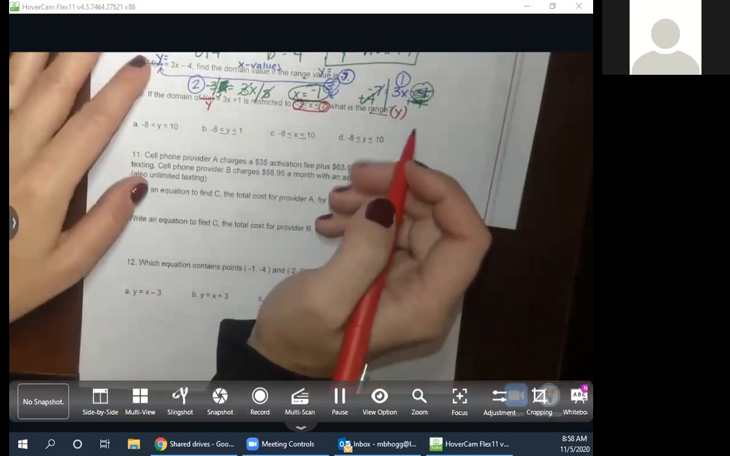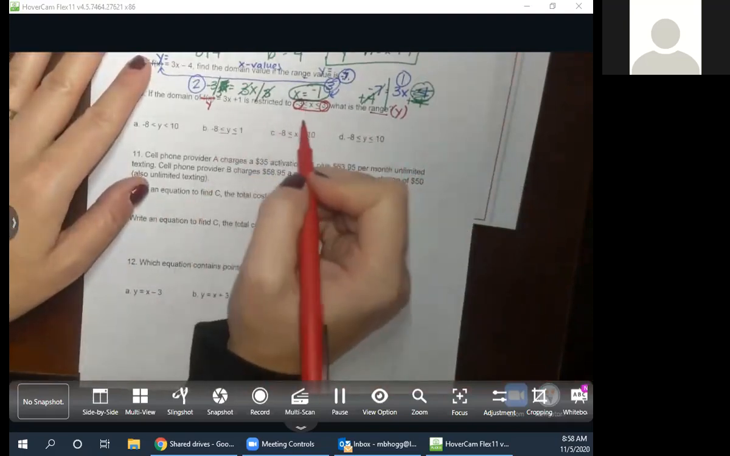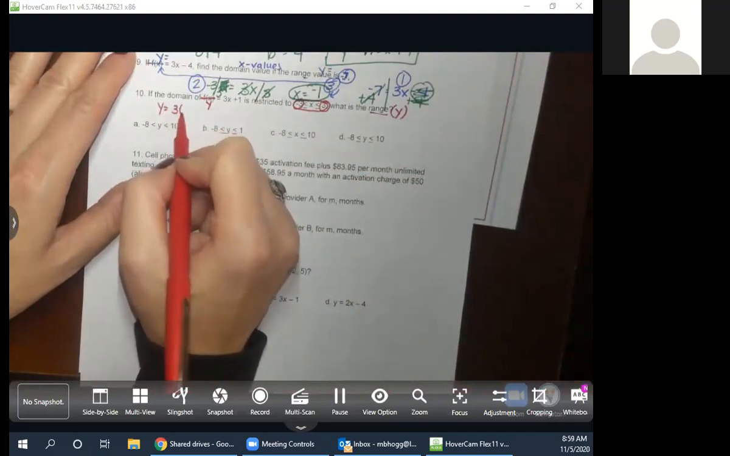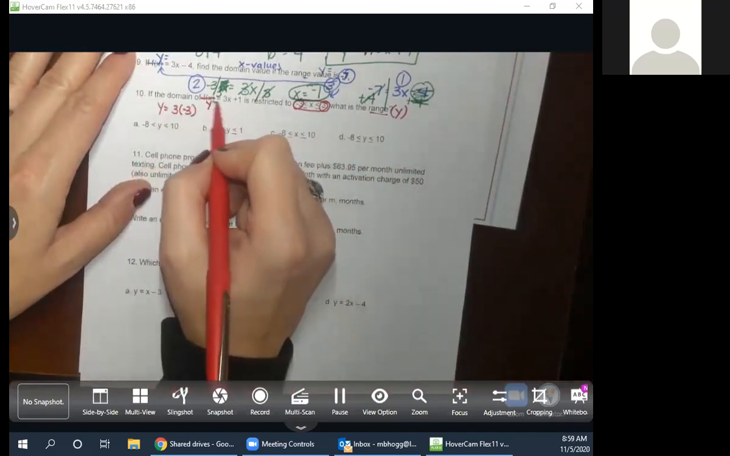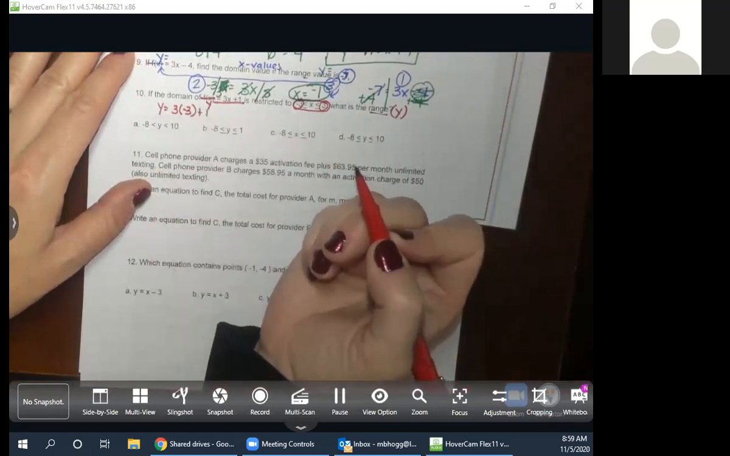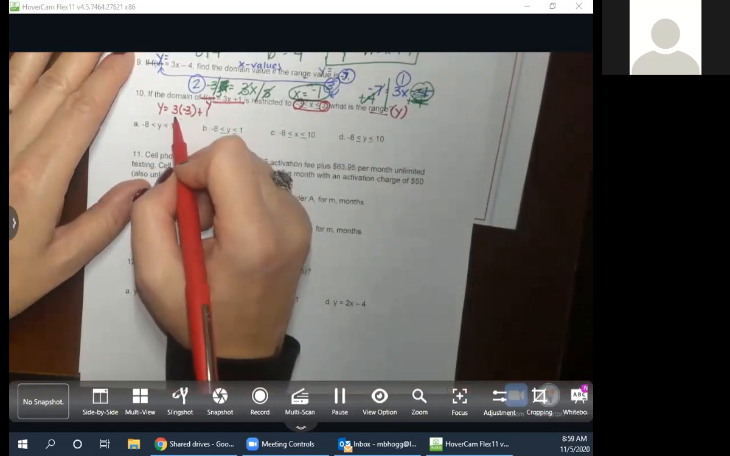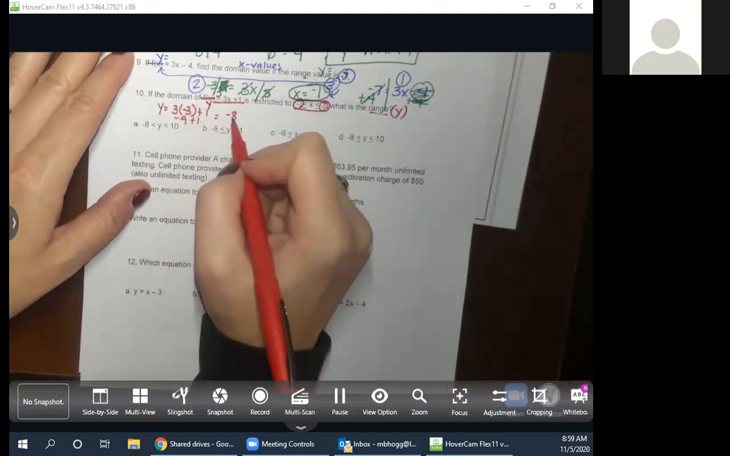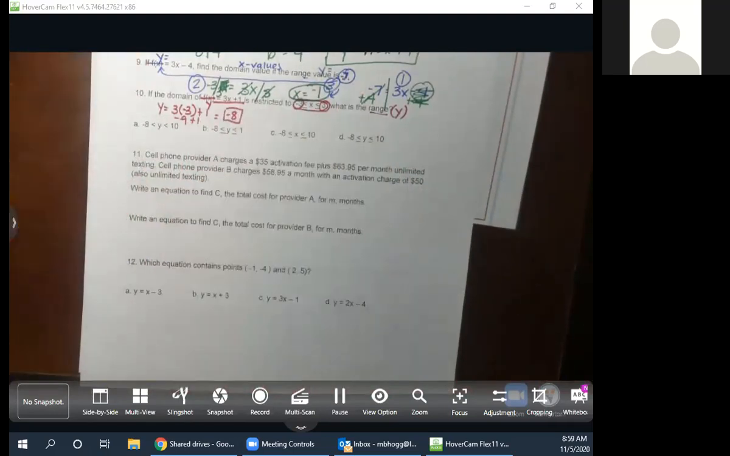Okay, so let's do -3 first. So y equals 3 times negative 3. We're putting that in for x in our equation, plus 1. So that's a negative 9 plus 1 is negative 8. So negative 8 is our first one. I'm going to color code this for y'all so y'all don't get confused.